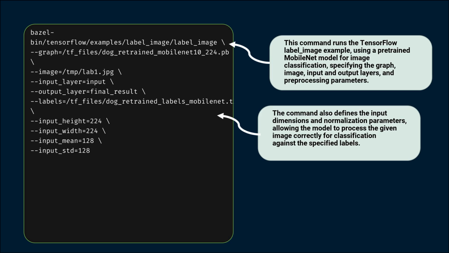Additionally, we set the input dimensions with input height and input width, both of which are critical since Mobilenet typically expects input images of 224x224 pixels. Lastly, we adjust the image's mean and standard deviation values with input mean and input std, which helps standardize the input data for better prediction accuracy. This setup enables Mobilenet to provide quick and accurate predictions, making it ideal for real-time applications like augmented reality.